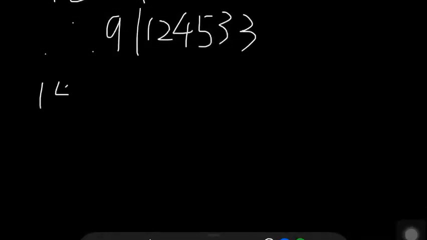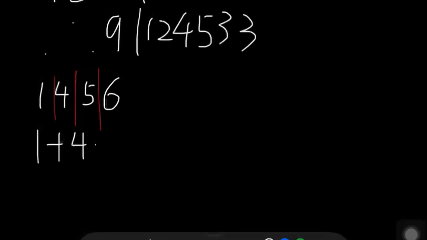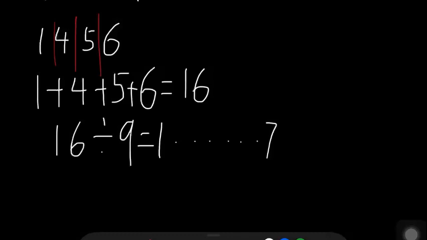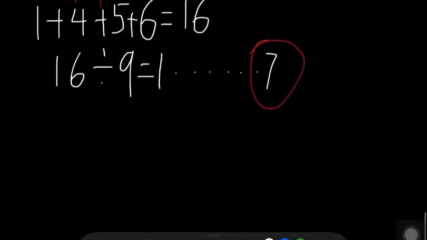Now let's have another example, which is 1,456. And still we're calculating the sum of the digits first, which is 1 plus 4 plus 5 plus 6, which equals 16. And so now we need to divide 16 by 9, which equals 1 with a remainder of 7. So when 1,456 is divided by 9, the remainder is 7.